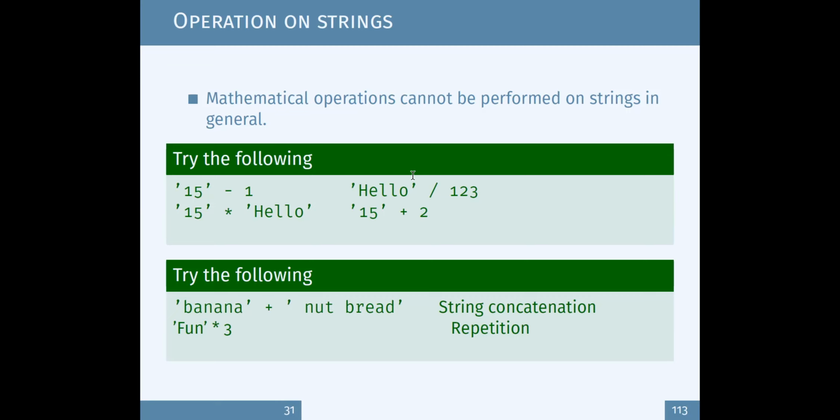Now, like what we did earlier, if you think about adding and subtracting for strings, usually you will get an error, except in two cases. If you have two strings and a plus, this is called concatenation, which glues the two strings together. The next one is repetition. If you have a string and a number and multiplication, it repeats itself. So when you say fun times 3, it will give fun, fun, fun.